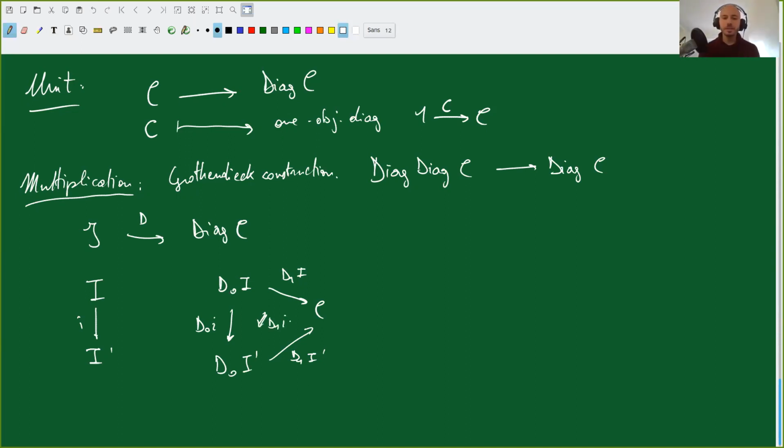Okay, so you see, what are elements of diag? These are the same thing as lax cocones with tip C, made out of small categories. I mean, let's say of small categories, except C, which can be large. Okay.